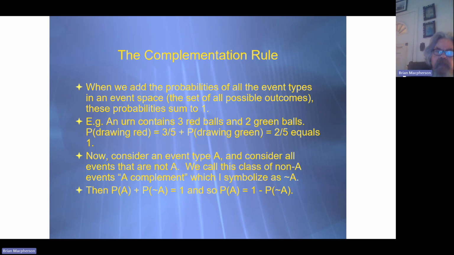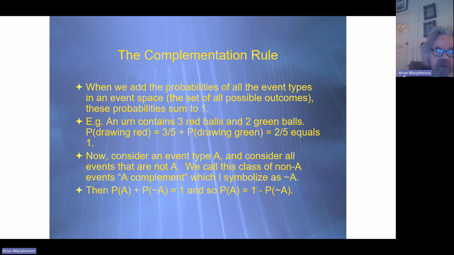So we know that. So basically, if, let's say, the probability of drawing a red, well, that will then be 1 will equal the probability of drawing a red plus the probability of drawing a non-red, right? And that probability together will equal 1. All right. So here's an example. An urn contains 3 red balls and 2 green balls. The probability of drawing a red is, of course, 3 out of 5. The probability of drawing a green is 2 out of 5. Notice that equals 1. That's called the complementation rule.